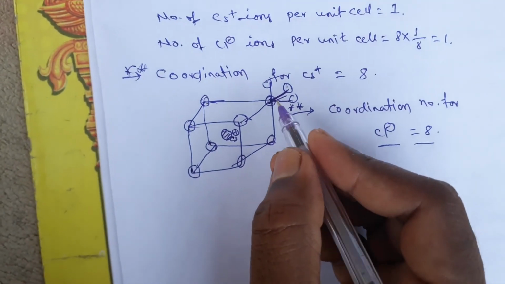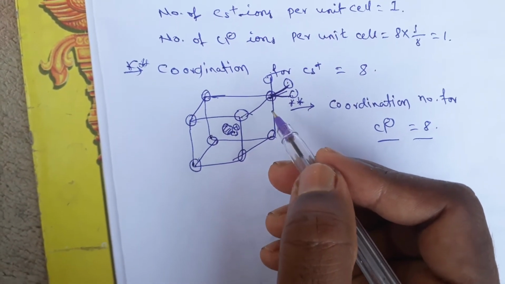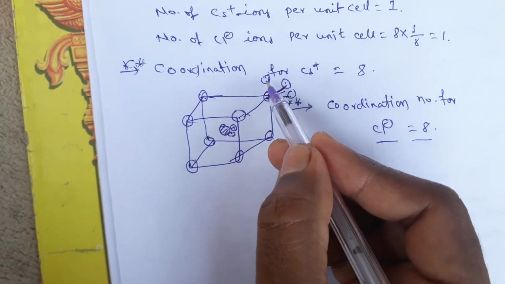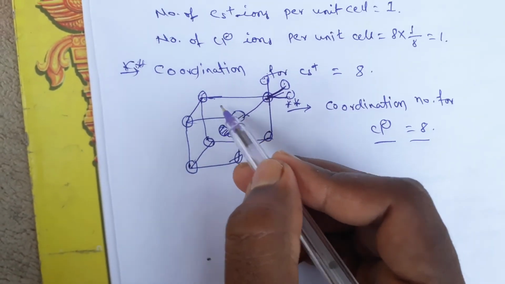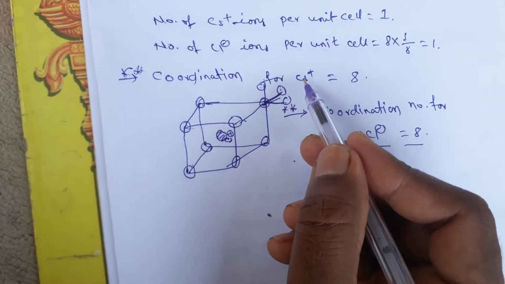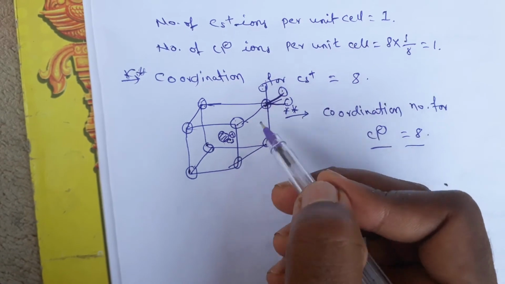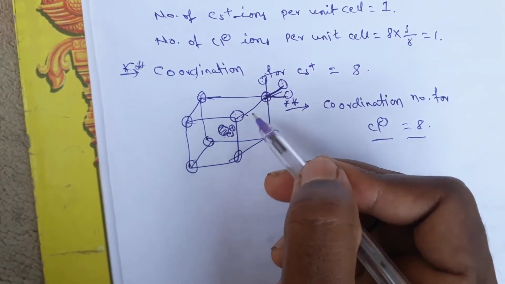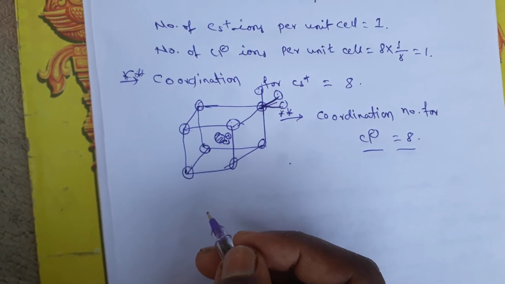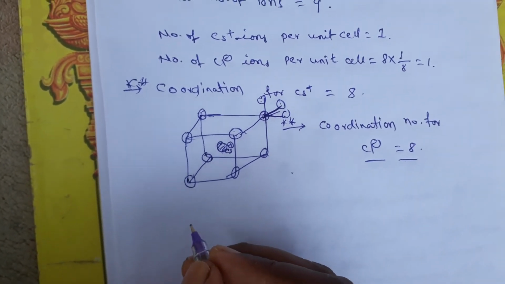Don't confuse it with coordination number 6. You might think 6 should be present, but that is not true, because here 1 2 3 atoms, and here 3 atoms, that is 6, 7, and from another unit cell one Cs plus will be there, so both give you 7 and 8. So the coordination number for Cl minus is also 8.